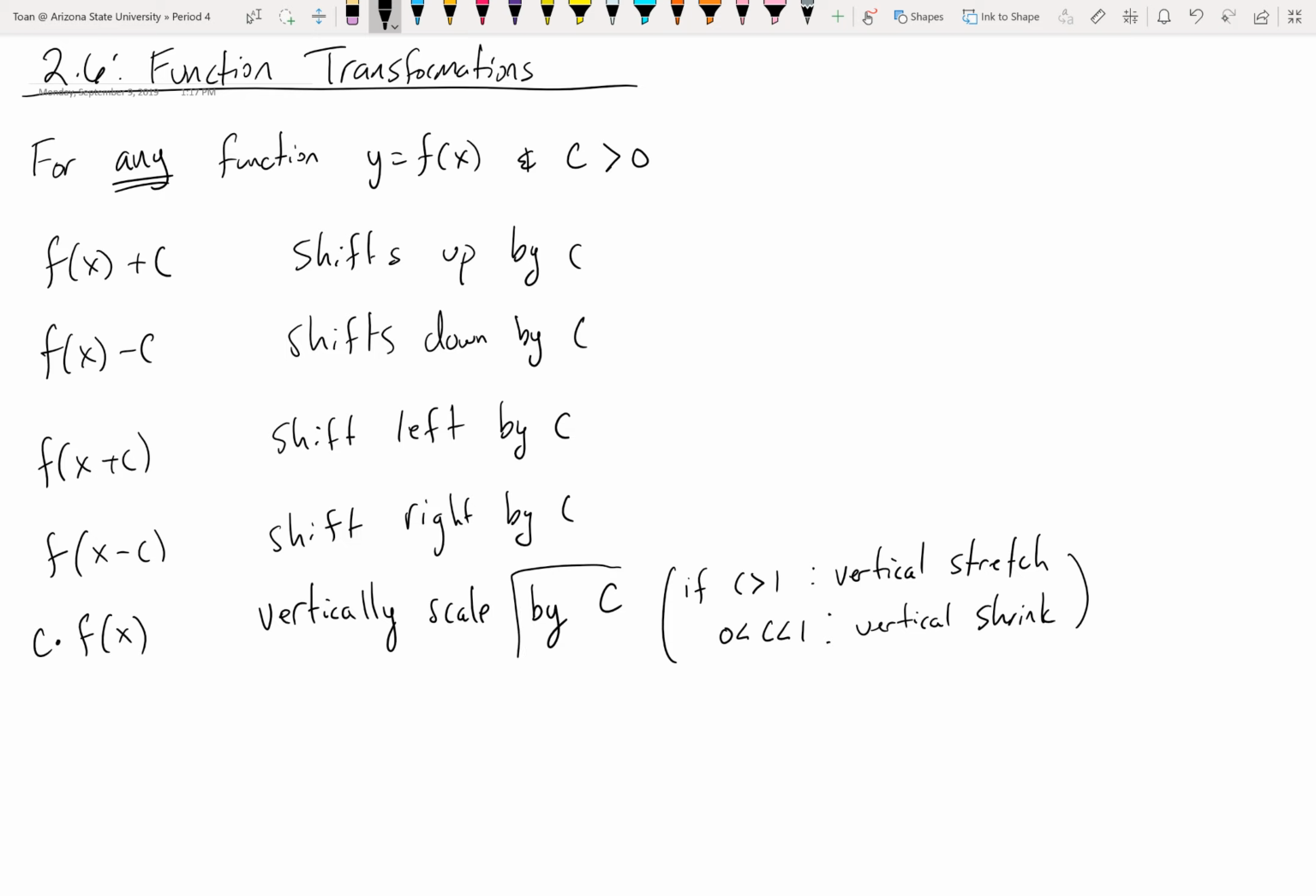Just know that the words stretch and shrink are just description words of a vertical scale. The important thing is you understand that it's proportional. So I don't care if you say it's a vertical stretch by 2 or a vertical scale by 2, I'll accept either. Just don't tell me it's a vertical shrink by 2, because that doesn't make any sense.